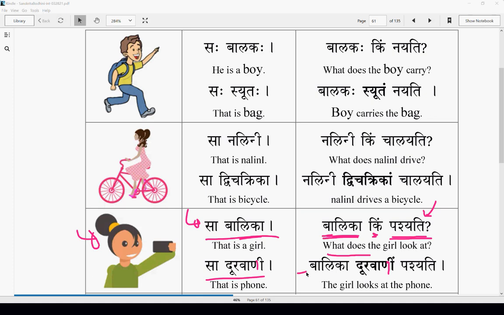Now the answer is Balika Duravanim Pashyati. So note that again, this Duravani, in the Prathama Vibhakti it is Duravani. Sa Duravani Asti. So there we are using the Prathama Vibhakti form of Duravani, like Nadi, Dirgha Ikaranta. And in Dvitiya Vibhakti, it becomes Duravanim. Dvitiya Vibhakti Rupam becomes Duravanim. Balika Duravanim Pashyati.